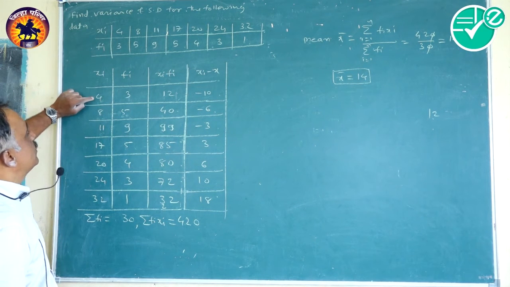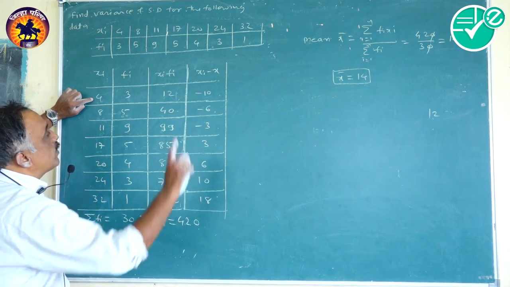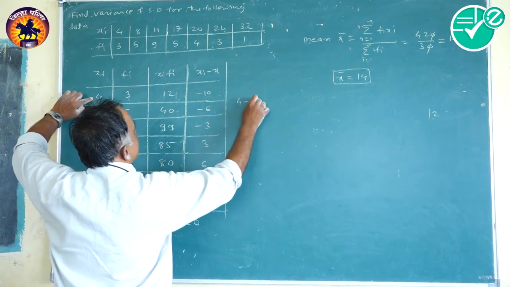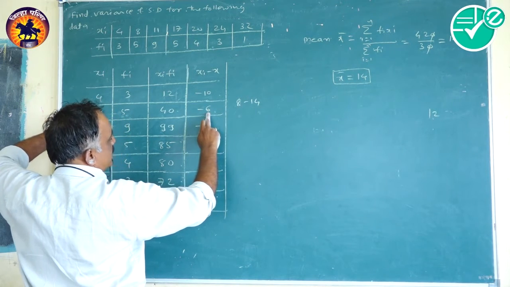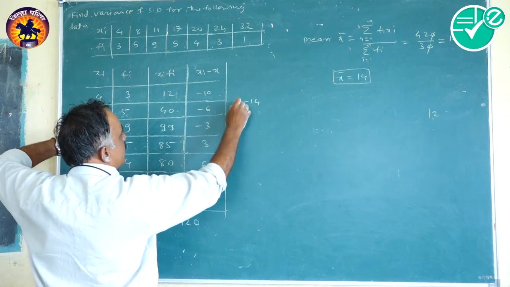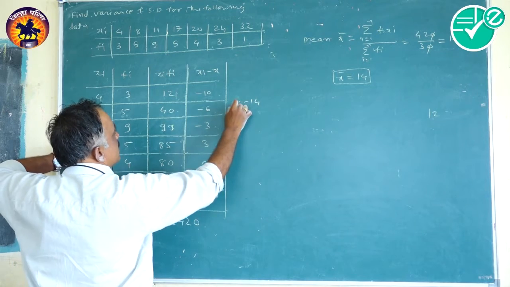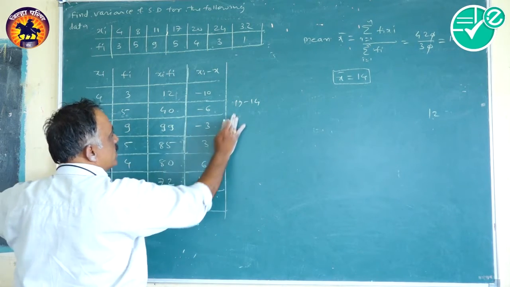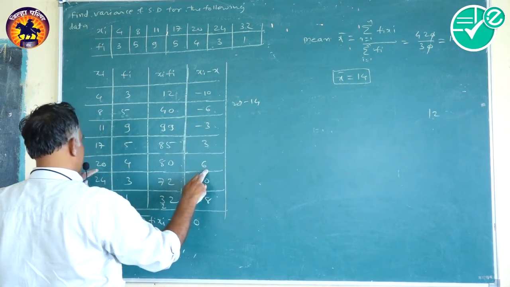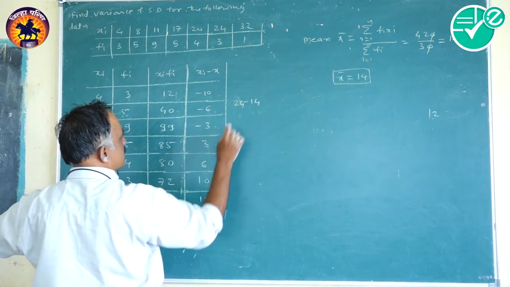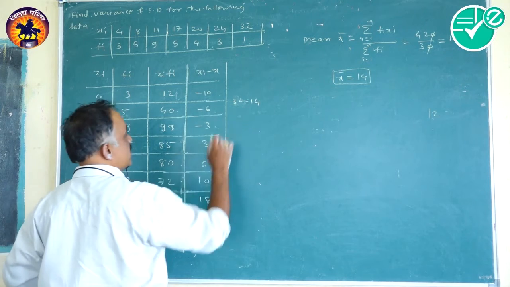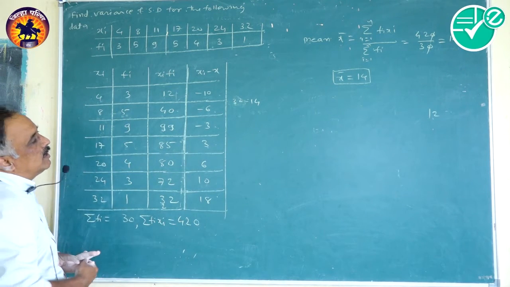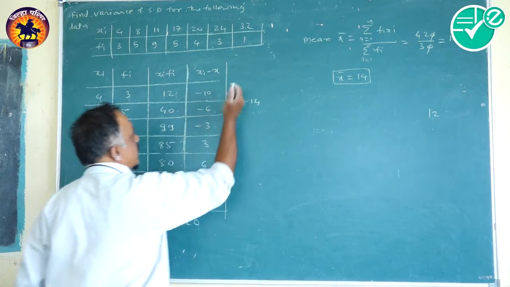Let me check it once again. 4 minus 14, that will be minus 10. 8 minus 14, that will be minus 6. Yes, of course. 11 minus 14, minus 3. 17 minus 14, 3. 20 minus 14, that will be 6. 24 minus 14, that will be 10, quite correct. And lastly, 32 minus 14 will be, naturally, 18, quite correct.